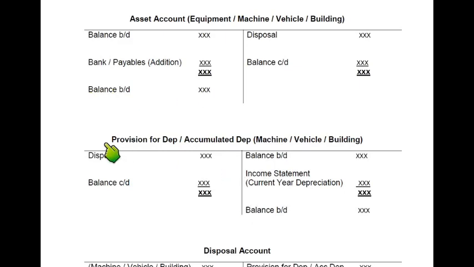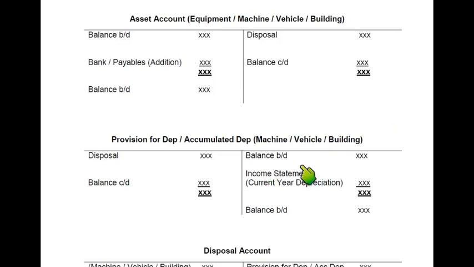Then comes the provision for depreciation account, which is also known as accumulated depreciation. Accumulated depreciation or provision for depreciation is the total depreciation of all non-current assets at that date. The provision account is made for each class of asset, just as the asset account is. That means there will be one account for equipment, another for machines, one for motor vehicles, and one for buildings, a separate T account for each class of asset. Similarly, the provision account will be separate for each class of asset. There will be one provision account for machines, in which all of the machines will be listed, then one provision account for vehicles, and so on.